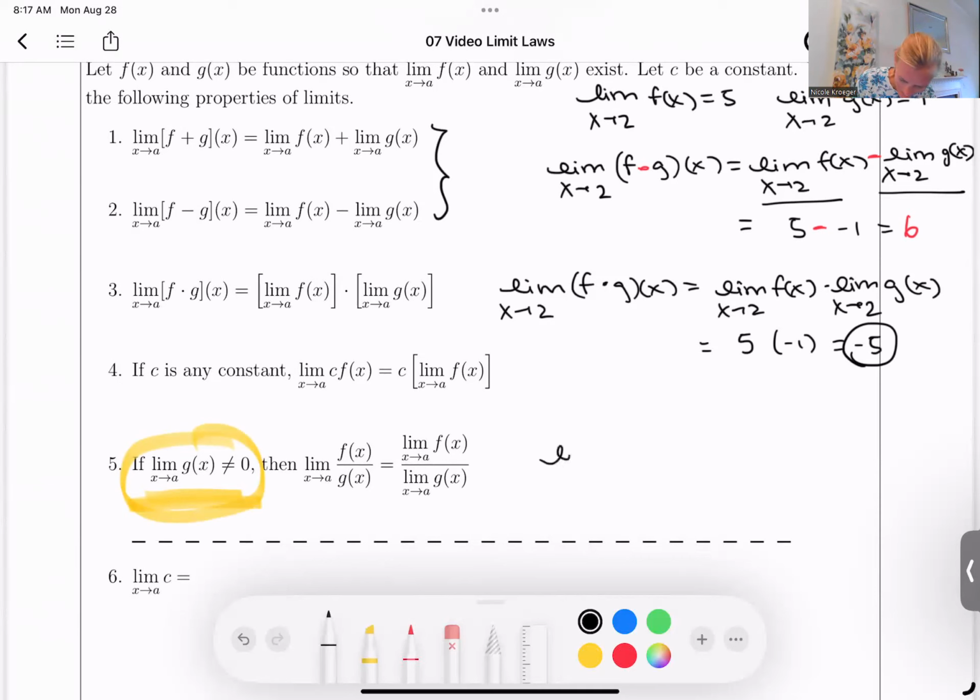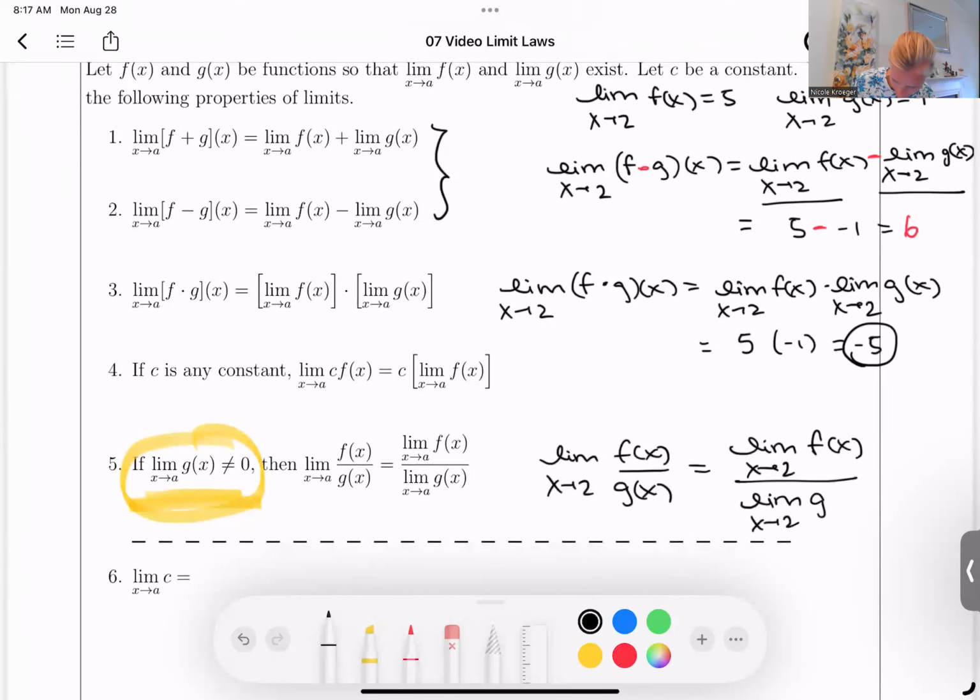But in this example here, we would have a limit as x approaches 2 of f of x over g of x. Well, I can break that into the division of two limits. And so this would be 5 over -1, which is still -5. Can't do simple math here. Remembering with all of these problems that the x values are approaching the same number. All of these limit laws make that distinction.